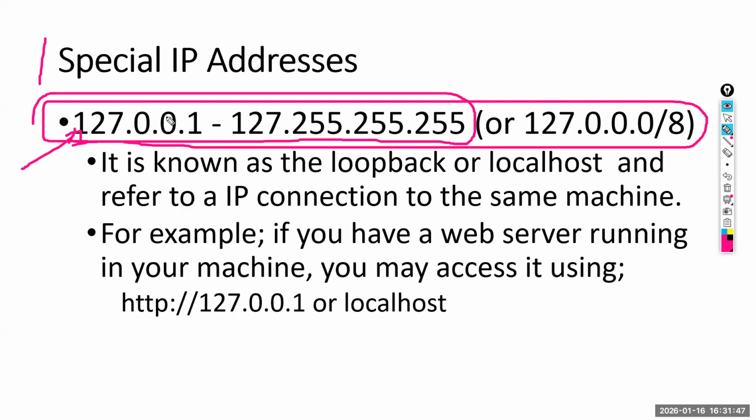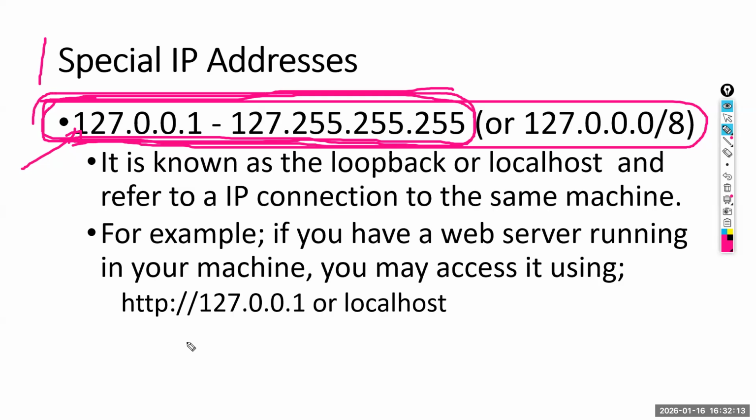127.0.0.255, then 127.0.1.0, and so on. Actually, you don't need all these IP addresses. Any of these IP addresses are mostly used to refer to yourself. Say my laptop wants to refer to itself. Sometimes we call it localhost. So any of these IP addresses can be used, and most of the time the IP address used is 127.0.0.1.